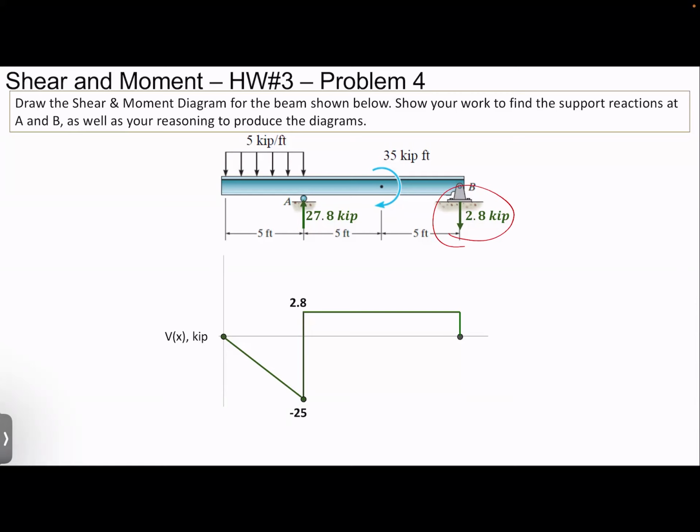So let's calculate our areas. For this triangle, it's one half base times height, that's where the 0.5 is coming from. And the reason it's negative is because it's below the axis, so Vx is a negative value. So 0.5 times 25 kip times 5 feet gives an area of negative 62.5. The rest of it is going to be positive, which is 2.8 kip times 10 feet, or 28 kip-foot. So we have those two.